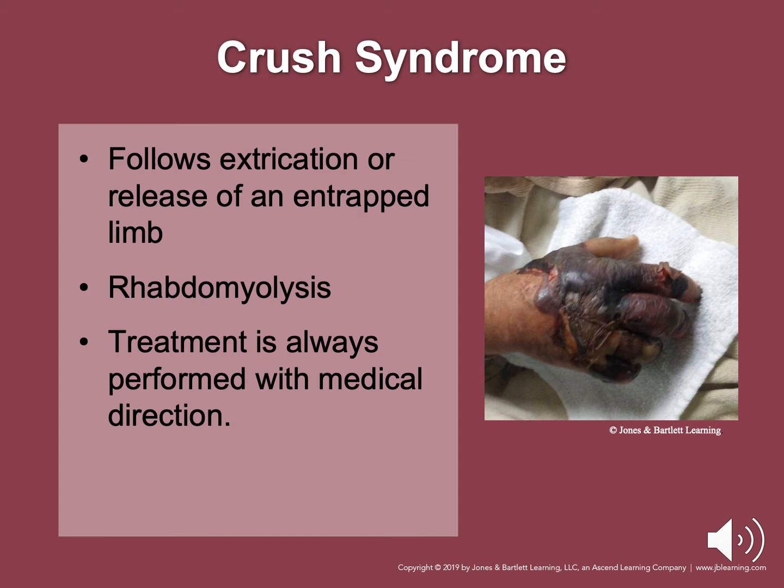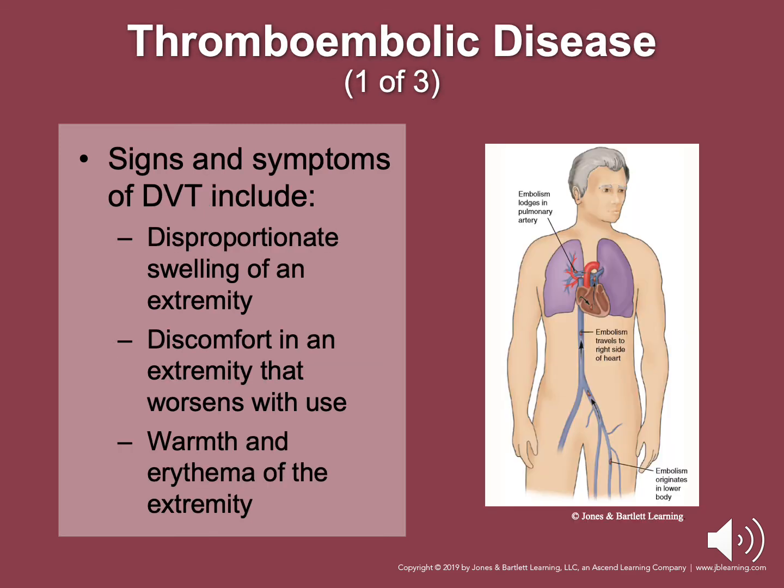Thromboembolic disease includes DVTs and pulmonary embolism, a significant cause of death. Usually when they circulate, they can cause the patient to go into cardiac arrest of unknown origin. This is something you have to keep in mind, especially when these patients come home after a severe injury and don't keep themselves moving. Signs and symptoms include disproportionate swelling of an extremity. You may have extreme swelling in one extremity and not the other. There may be discomfort in an extremity that worsens with use, and warmth and erythema of the extremity.